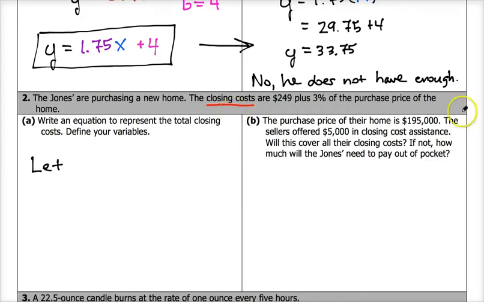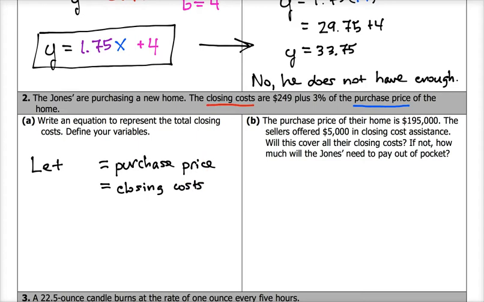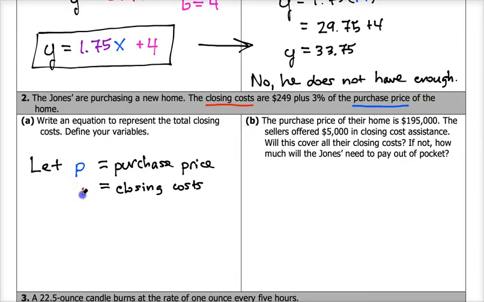The purchase price is simply how much you're paying for the house itself. Okay, so our two variables for this problem could be the purchase price and the closing costs. And the closing costs are dependent on the purchase price, so we could let our X value be the purchase price and our Y value be the closing costs, or we could even assign different letters to both of those, and we could say let P equal the purchase price and C equal the closing costs.